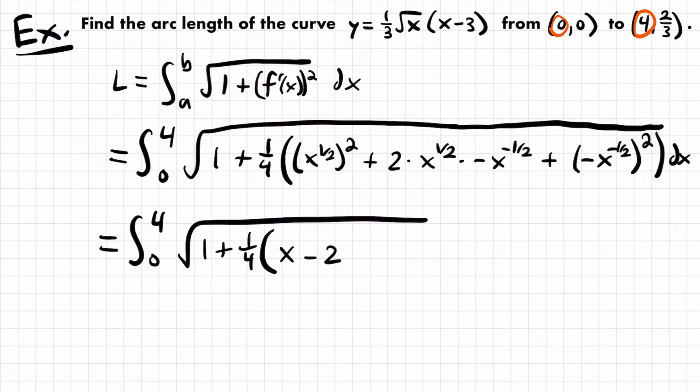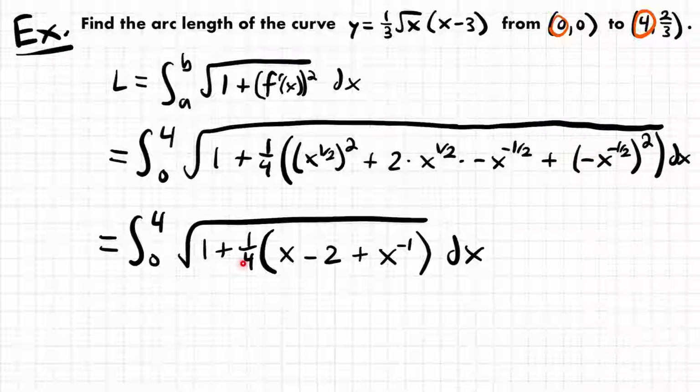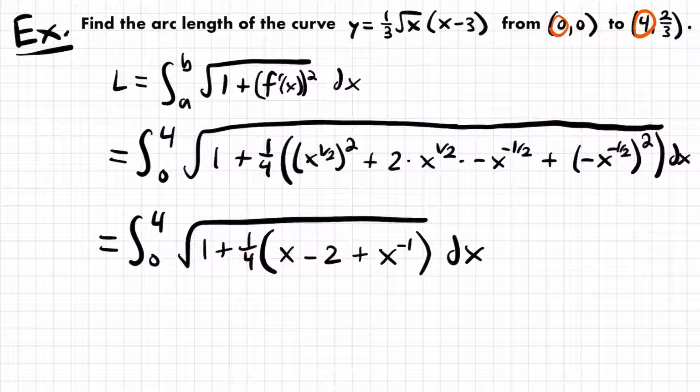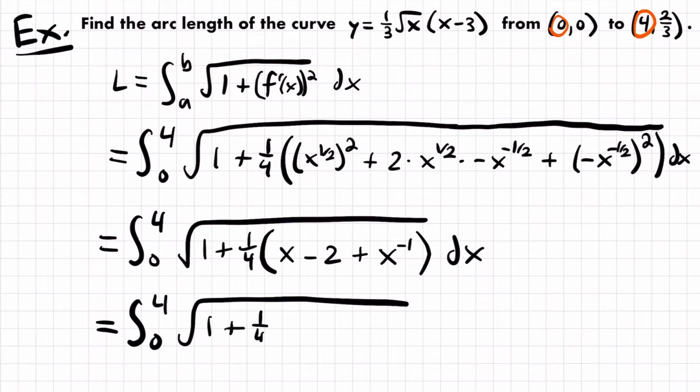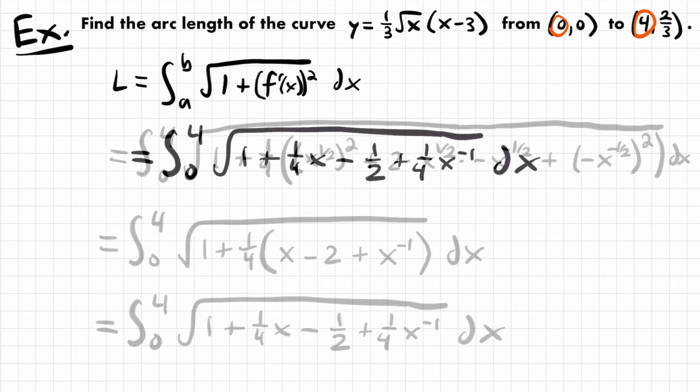Then for our last term, we have negative x to the negative 1/2 power squared. Squaring this will get rid of that negative, so we know we're going to be adding the last term. And then negative 1/2 times 2 is just negative 1. So we have x to the negative first power, and then we have dx. All right, and so now that we have simplified that giant quantity, we can now distribute this 1/4 through this quantity. And so we'll have that this is equal to the integral from 0 to 4 times the square root of 1 plus 1/4 times x minus 2 times 1/4, which is 1/2, plus 1/4 times x to the negative first power times dx.